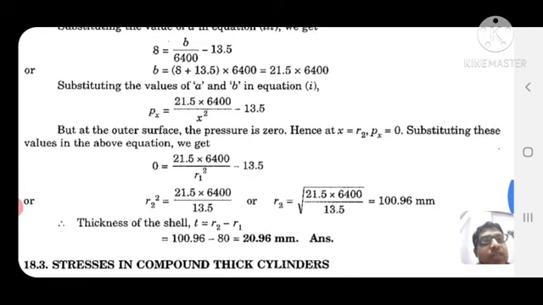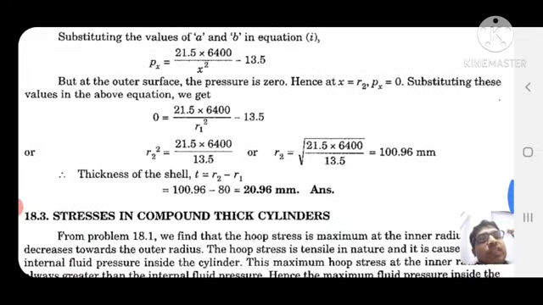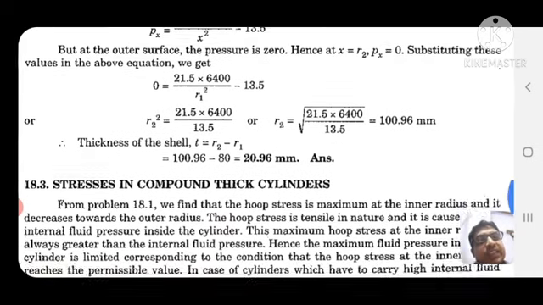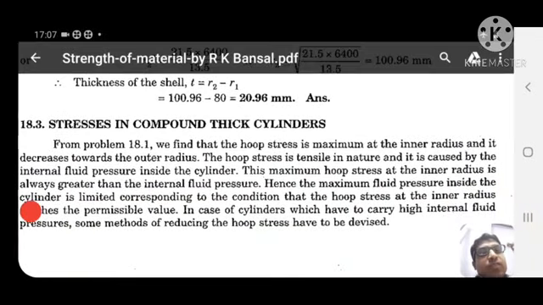So after calculating 21.5 into 6400 divided by 13.5 and taking the square root, we get 100.96 millimeter. So the thickness of the shell T is equal to R2 minus R1, so 100.96 minus 80, that is equal to 20.96.